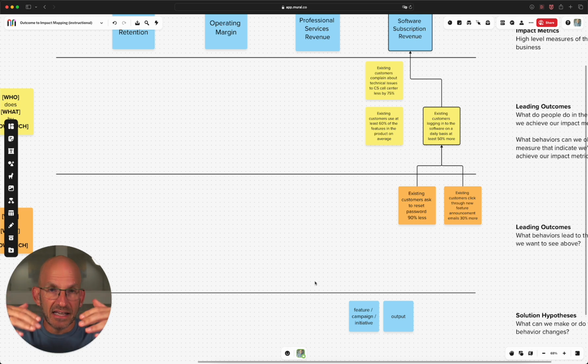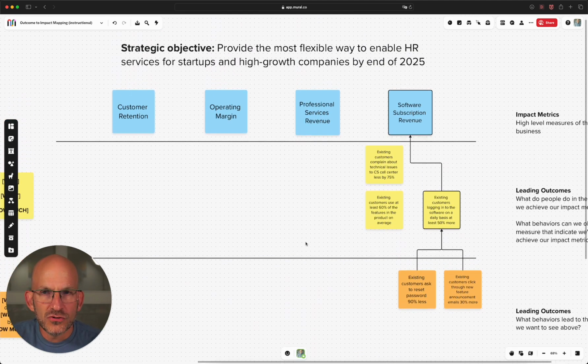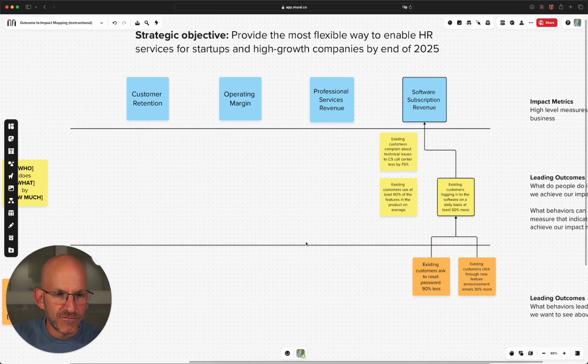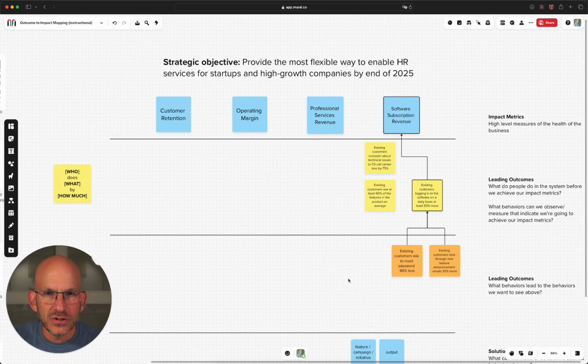This happens, then this happens, then this happens, and then we make money along this. So it becomes a very, very robust visualization of all of the outcomes, all of the things that people do in the system before we actually make money.